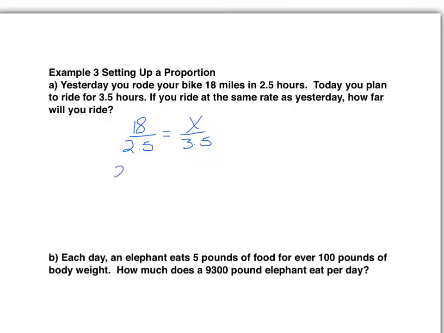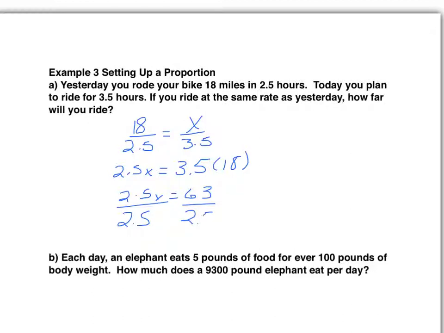So I do my cross products here. 2.5x equals 3.5 times 18. I take that, and let's see, 2.5x equals 63. 3.5 times 18, I got 63. Then I take 63 divided by 2.5, and I get 25.2. So x should be equal to 25.2 miles. Make sure you put your unit of measurement.